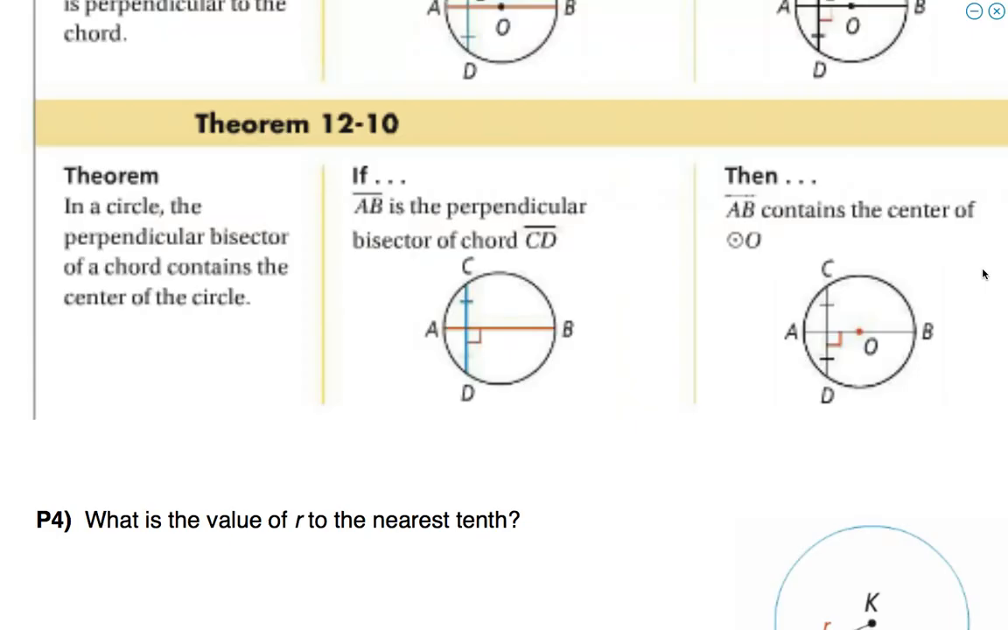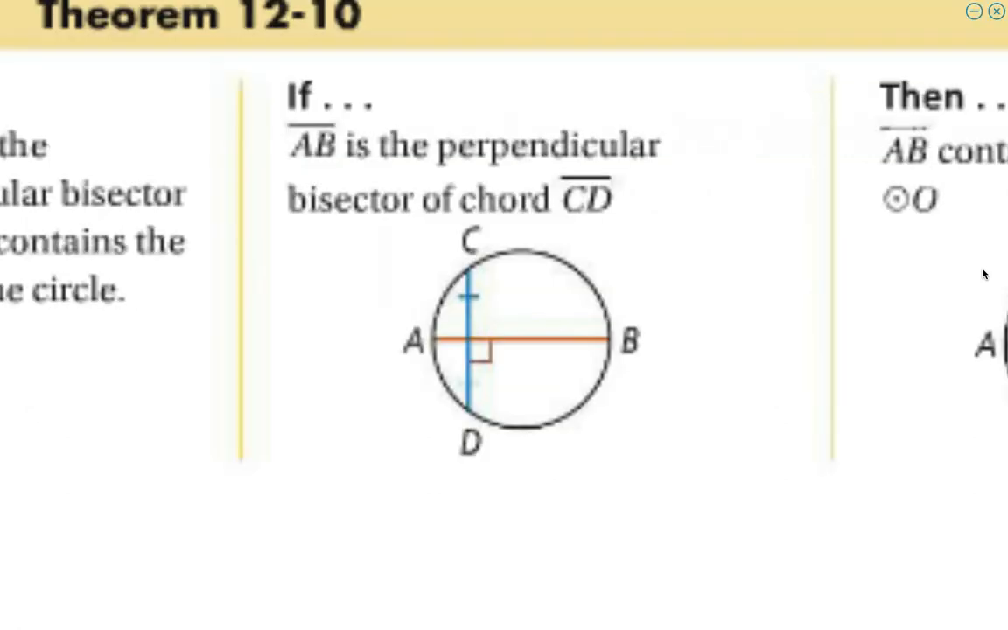And theorem 12.10, in a circle, the perpendicular bisector of a chord contains the center of the circle. So the perpendicular bisector of a chord contains the center of the circle, because that perpendicular bisector, again, is a diameter. And since it's a diameter, it has to pass through the center.